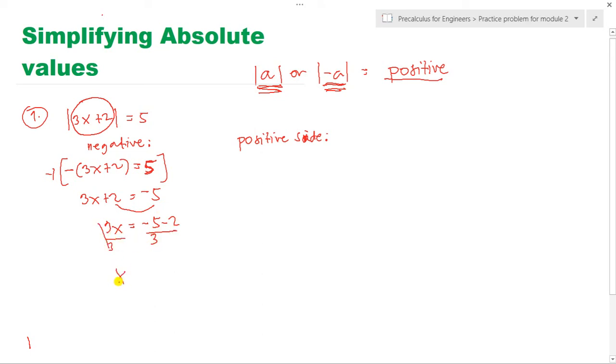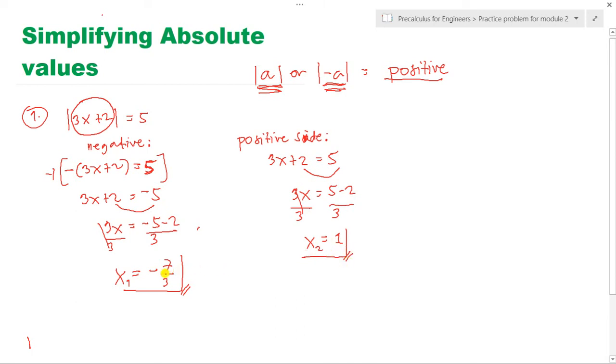What's left is x. So x now is equals to negative 5 minus negative 2, negative 7 over 3. So we have here negative 7 over 3. So yan yung una natin na sagot. For the positive side, class, so let's just take 3x plus 2 is just equal to 5. Substitute that one. So we now have 3x is equals to 5 minus 2. Then divide by 3. The answer is x is equals to 1. So that is the second value of our x.